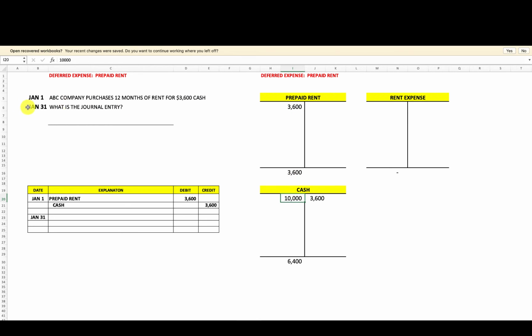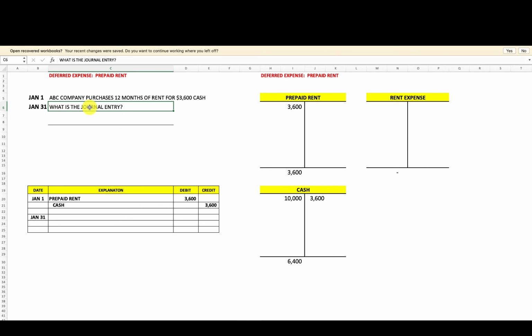Okay, so now we get to the 31st. What happens on the 31st? Well, from January 1st to January 31st, I use up 1 month's worth of rent. Not 12 months, but 1 month's worth of rent. Here's the other thing. On January 31st, I do not make another payment. That's very important. I'm not paying for rent again on January 31st because I already paid 12 months worth of rent on the 1st. So I'm not making another payment.